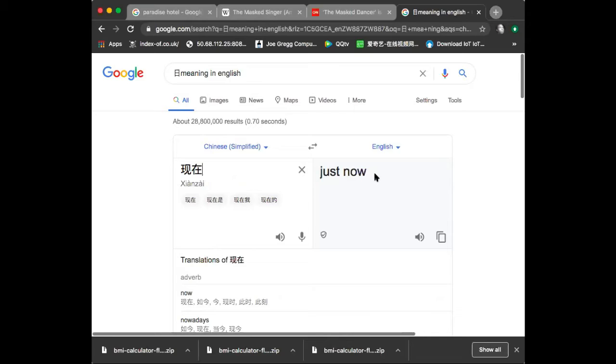That's now. Oh, it's now. Yes. So if you say, I want to go to town, and then I ask, when do you want to go to town? You say, 现在. That means you want to go now. Oh, 现在. Just now. Yes.